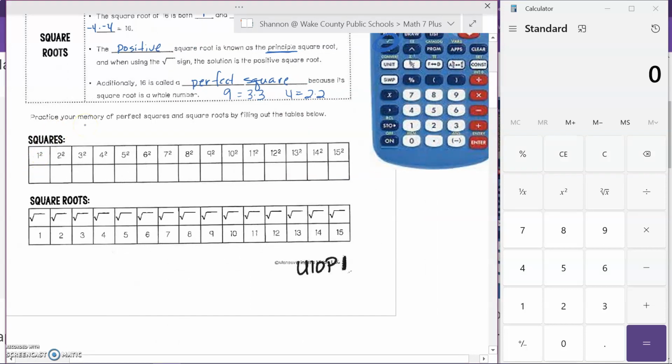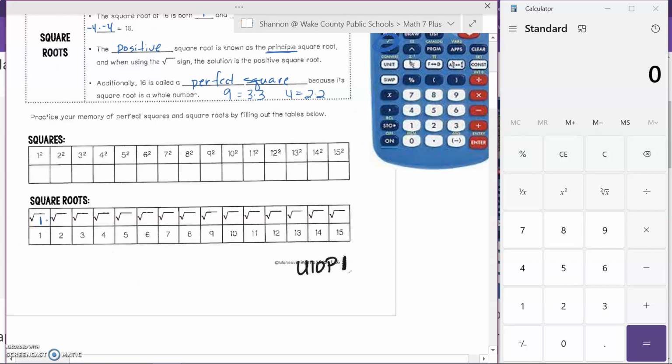I want you to do this as much as you can without the calculator. So try not to use the calculator at all. If you have to do some long multiplication to get that done, that's fine. And then I want you to list the square roots, and I'll do a couple with these. So 1 is the square root of what number? 1 times 1 is 1.